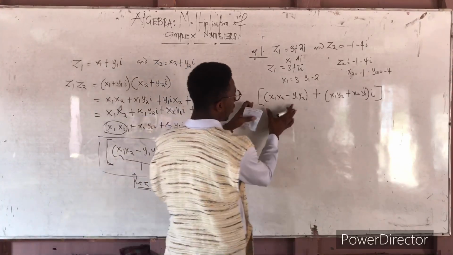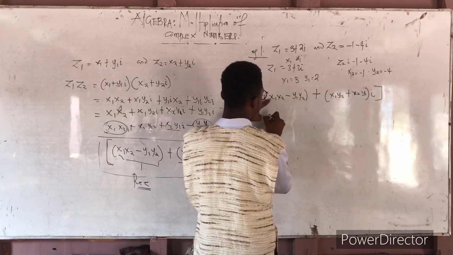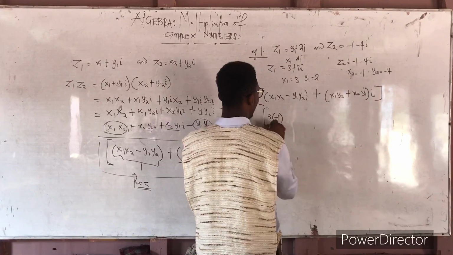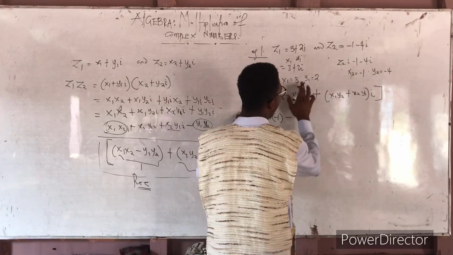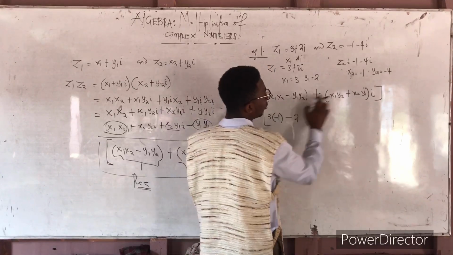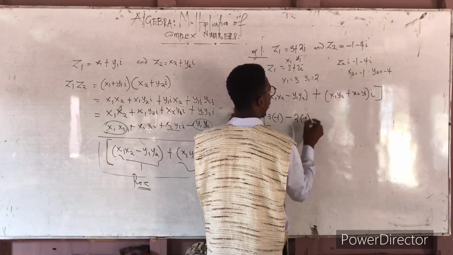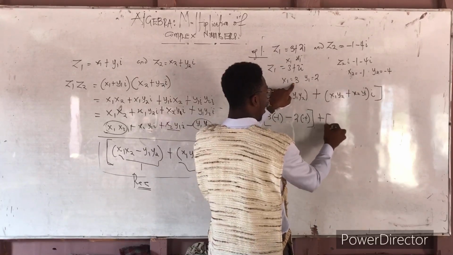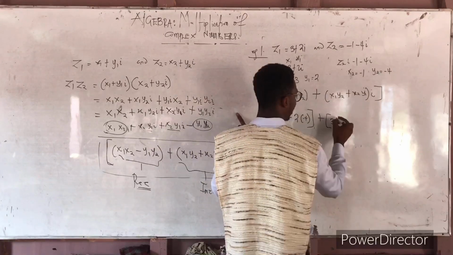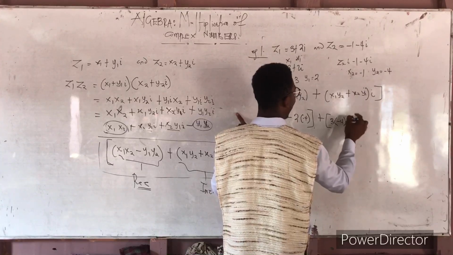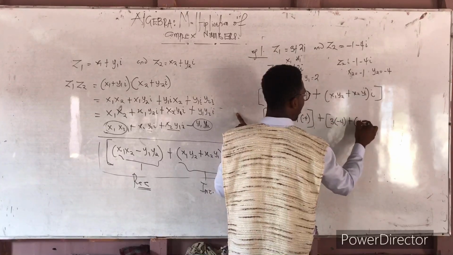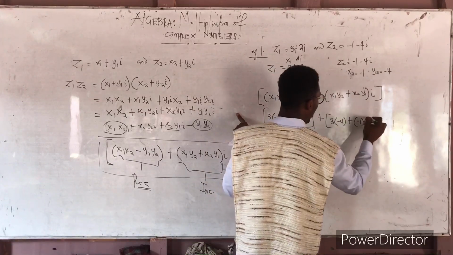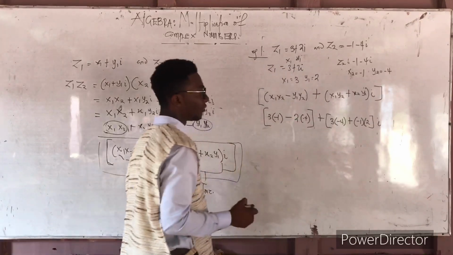This is the real part. So let's go. X1 is 3 multiplying X2, which is minus 1, minus Y1, which is 2, multiplying Y2, which is minus 4. Plus X1, which is 3, multiplying Y2, which is minus 4, plus X2, which is minus 1, multiplying Y1, which is 2. When you do this, you bring your i, because that's the imaginary part.